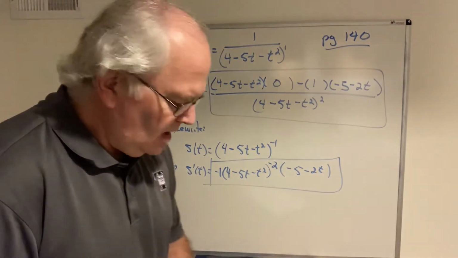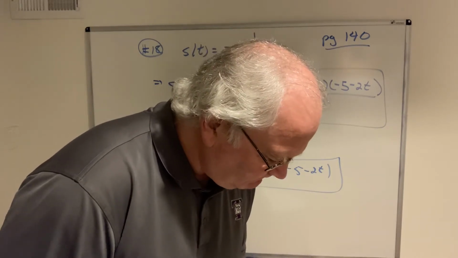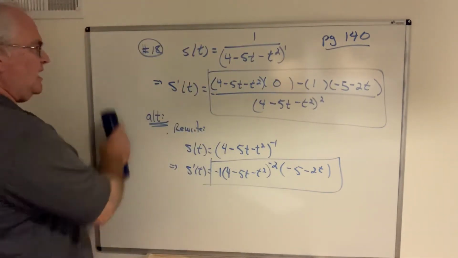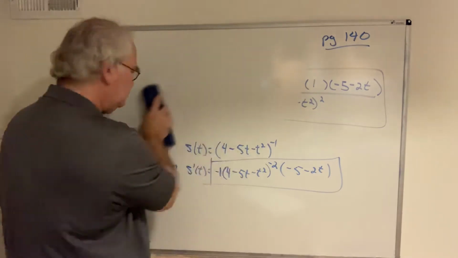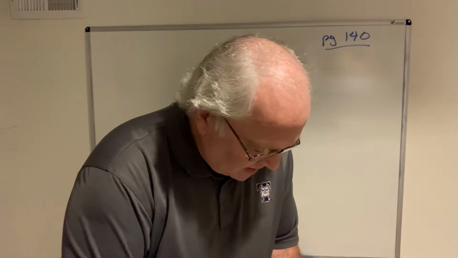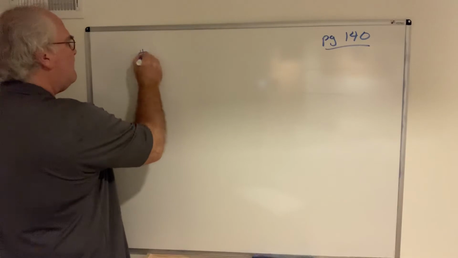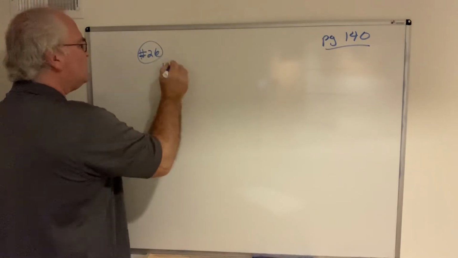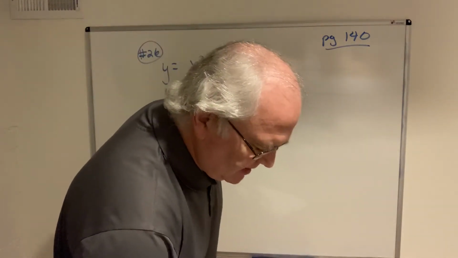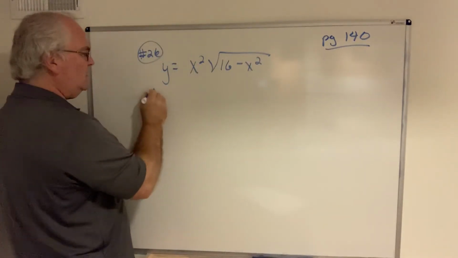All right? Let's hop on down maybe to something like number 26. Something like number 26 has a little more going on here. Because number 26 says I've got y is equal to x squared times the square root of, I believe, 16 minus x squared. As usual, rewrite.